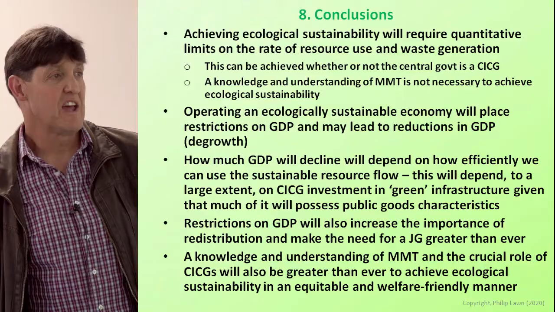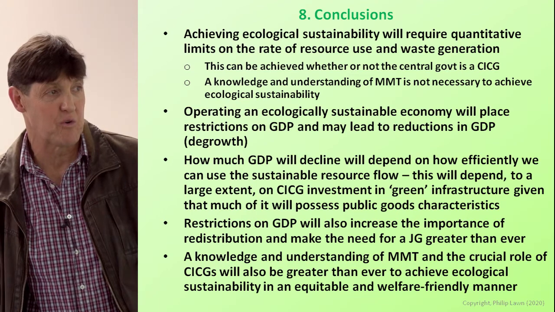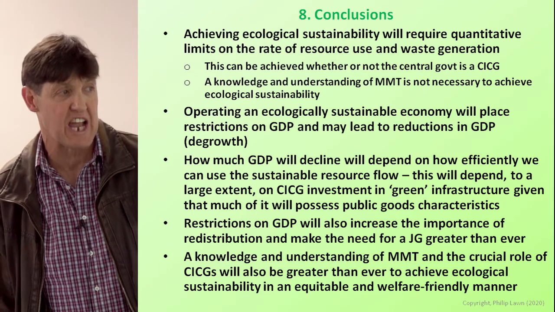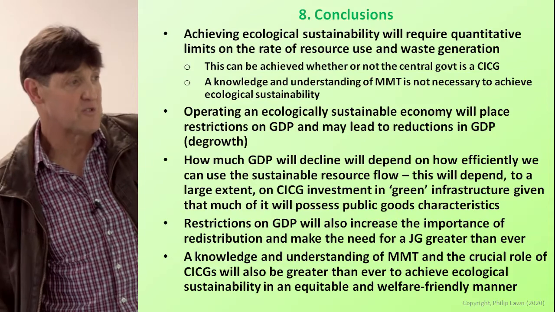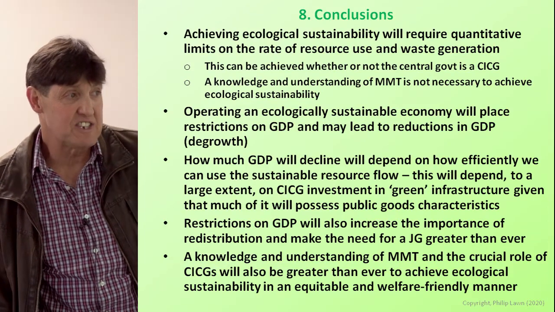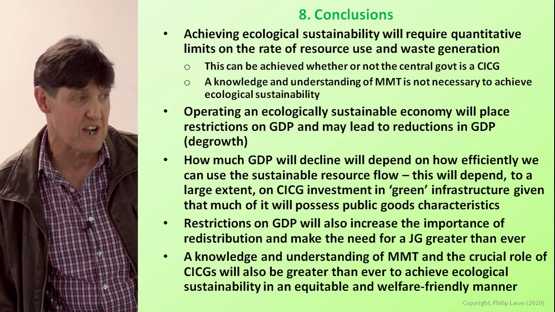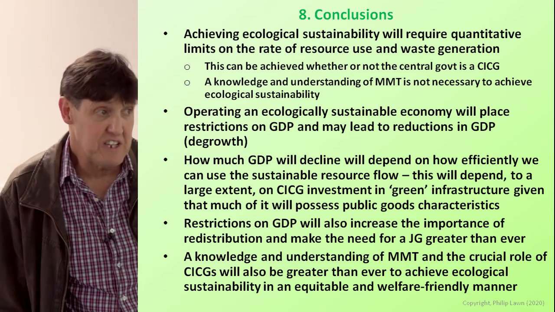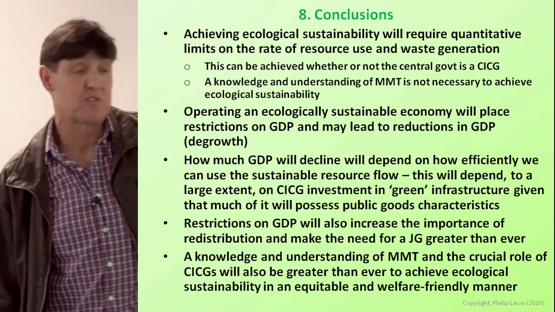How much GDP will decline to operate sustainably and what impact this might have on economic welfare will depend on how efficiently we can use the sustainable incoming resource flow. If we have to limit those resources going in, how big that economy is, how much stuff we can produce will depend on how efficiently we use those resources. This will depend to a large extent on a currency issuing central government investment in green infrastructure, given that much of that infrastructure will possess public goods characteristics. So the private sector won't supply in sufficient quantities.